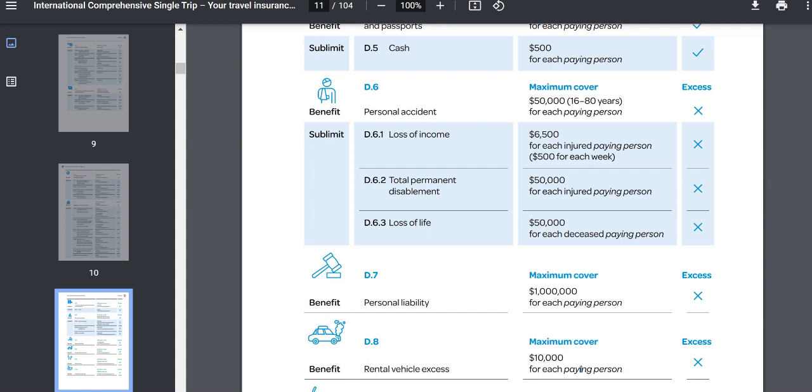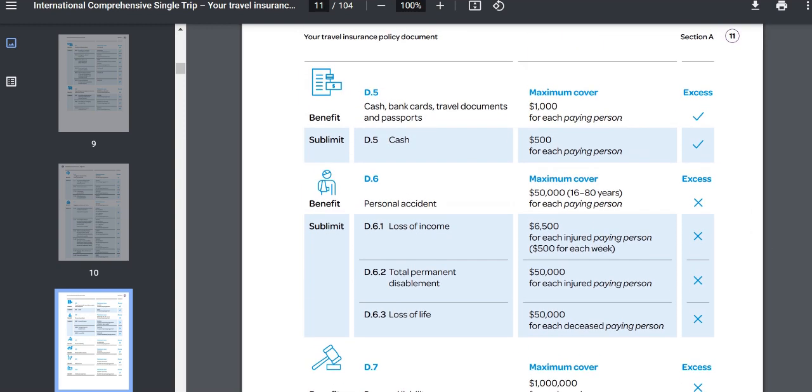If I look at personal liability, if you're being sued for something that you've done, at the same time, there's also no excess. And then if we look at something around personal accident, you can see that a claim for loss of income or loss of life or total permanent disablement also has a cross there, which means you will not need to pay the excess for a claim.